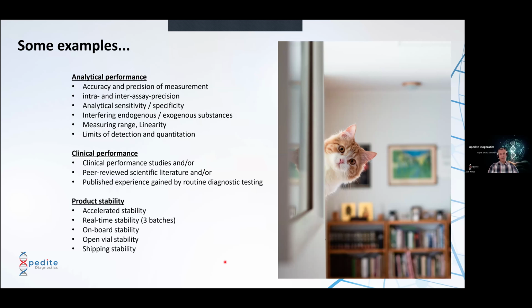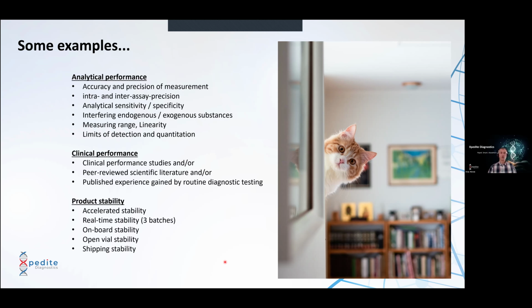And the last part here is the product stability. That is also very important. If you think about a manufacturer claims that the assay is stable for 2 years, then the manufacturer, of course, has to prove that this is really the case. And you can do this by accelerated stability studies, where you put things onto higher temperatures, and then you basically have an acceleration of the aging process.